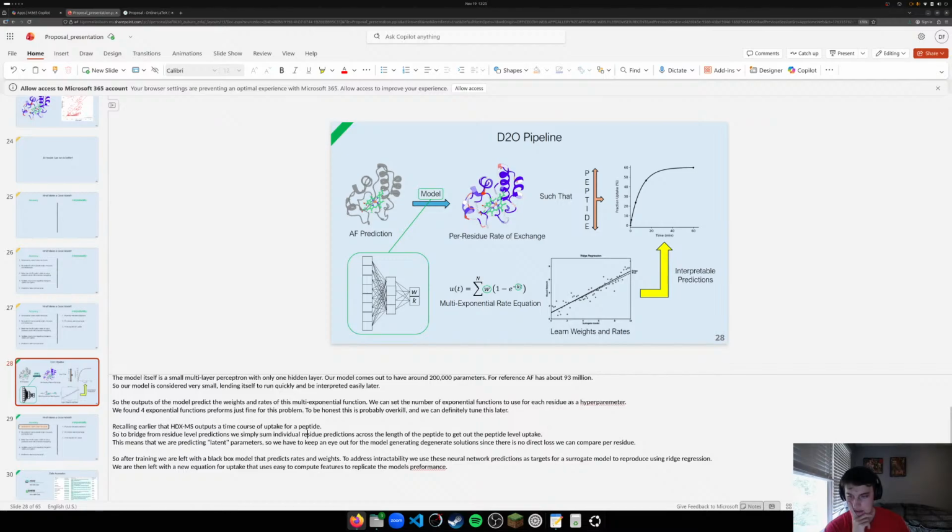Recalling earlier that HDX-MS outputs a time course for uptake for a peptide. So to bridge from residue level predictions, we simply sum individual residue predictions along the length of the peptide to get the peptide level uptake. This means we are predicting latent parameters, so we have to keep an eye out for the model generating degenerate solutions since there's no direct loss we can compare per residue. So after training, we are left with a black box model that predicts weights and rates.